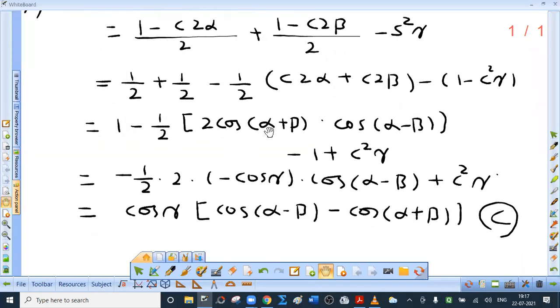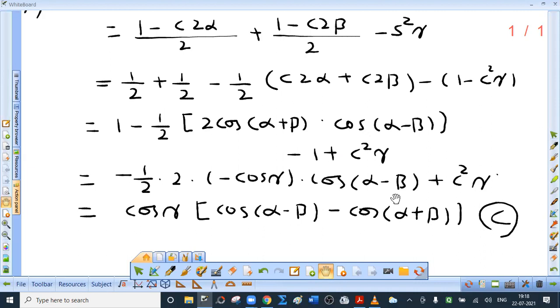Alpha plus beta plus gamma is given to be pi. So what is alpha plus beta? See the cursor. Pi minus gamma. Cos of pi minus gamma is minus cos gamma. Already minus is there. So eventually it is plus. 2 gets cancelled. Take cos gamma common to get cos of alpha minus beta plus cos gamma. Now cos gamma is minus cos alpha plus beta. Why? Alpha plus beta plus gamma is pi.